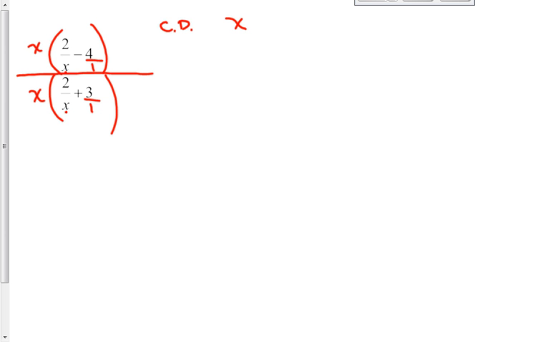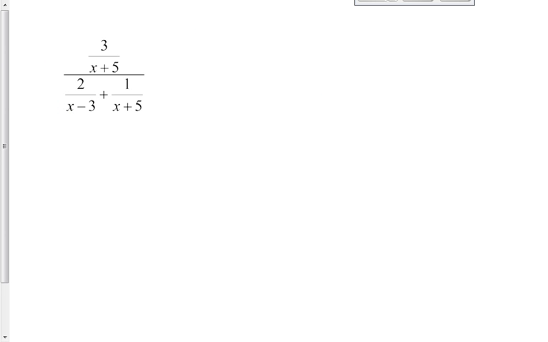And now I can start with my distribution. x times 2, but divide out the x. That leaves me with just 2. x times 4, and I'm dividing by 1, so nothing has to cancel. I'm left with minus 4x. No baby fractions left on the top. x times 2, but divide out the x, leaves me with 2. And x times 3 is 3x. There's nothing in here that can factor, nothing that will reduce. So this is the answer: 2 minus 4x over 2 plus 3x.